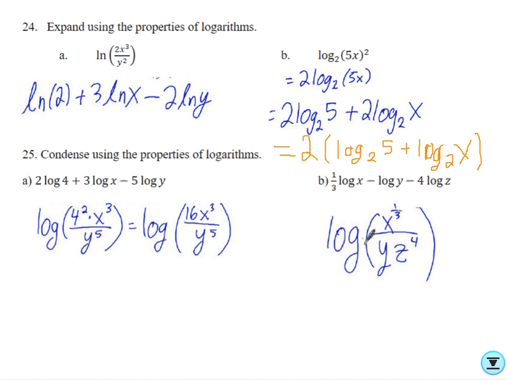Notice for letter B that you've got 2 subtractions. That means that we have the x to the 1/3 is in the numerator, and then we have the log of y, the y, and then the z to the 4th. See how they're both subtraction here? That means that they are both in the denominator. So they are multiplied, but in the denominator. Anytime you're subtracting here, those go into the denominator. Okay, so that's 25.